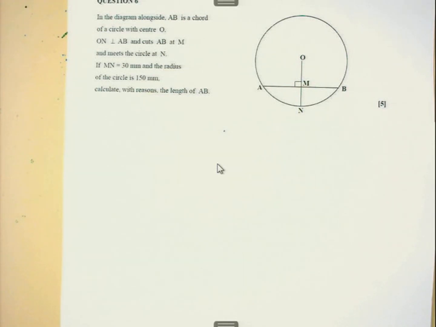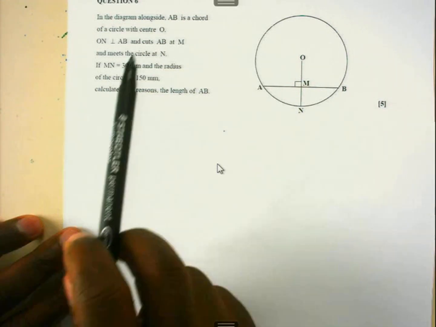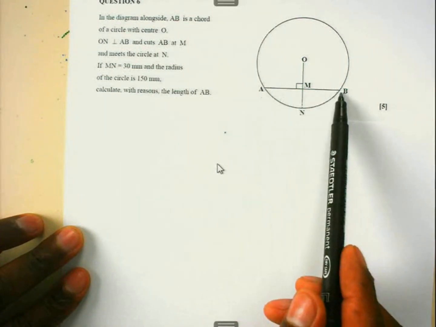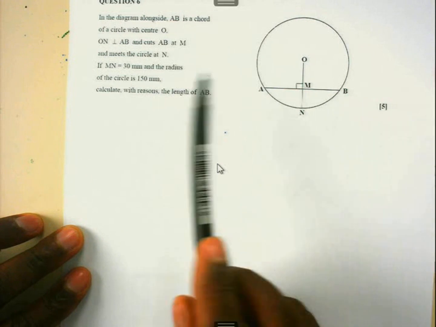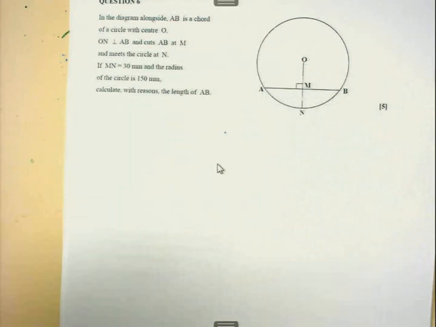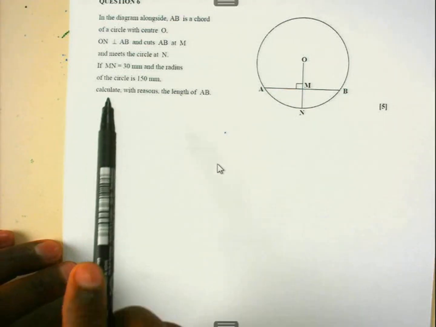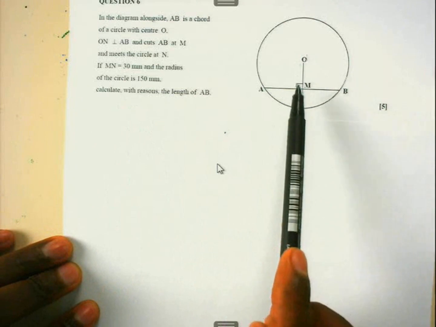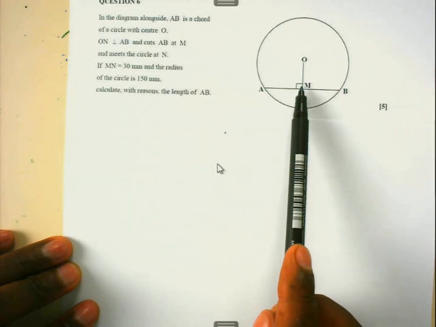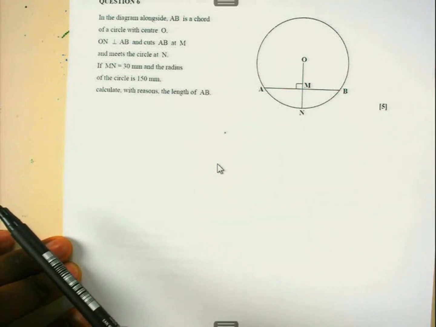Let's go. In the diagram alongside, AB is a chord. You look for AB. Here is AB. AB is a chord of a circle with center O, meaning that O is the center of the circle. ON is perpendicular to AB. Look at ON. ON is perpendicular to AB at M. I think we can all see that, and that angle is already marked 90 degrees.